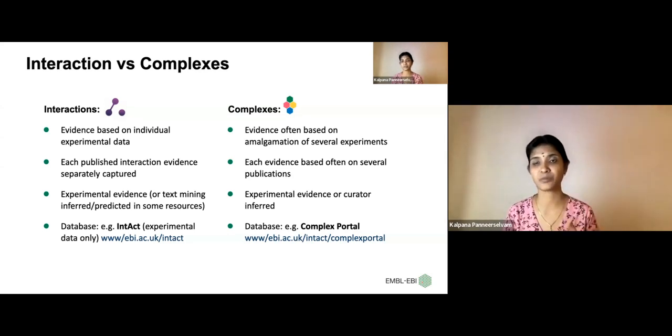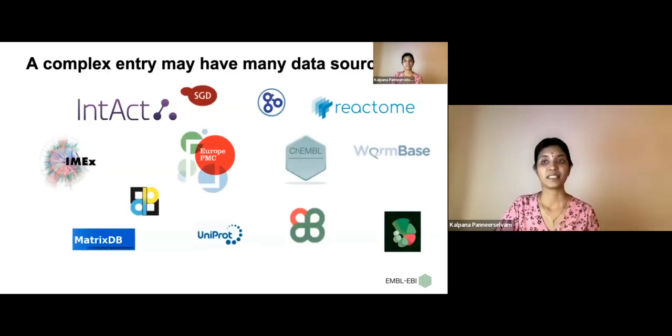So it deals mostly with the experimental data. And Complex Portal is a good example of a complexes database resource. As I mentioned earlier, a Complex Portal entry can have many data resources. So it can fetch interaction evidence from IntAct or the IMEx Consortium, or the collaborator partners ChEMBL, Reactome, WormBase, and PDB crystals, and so on.